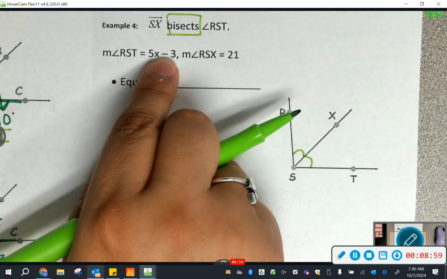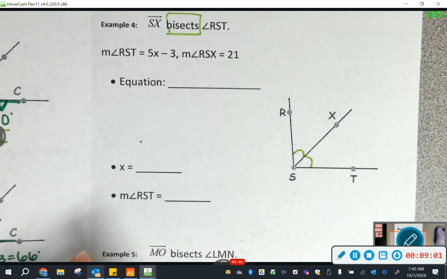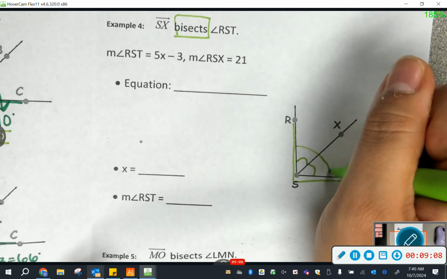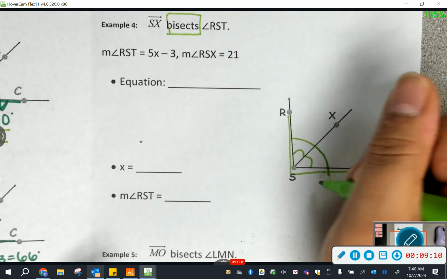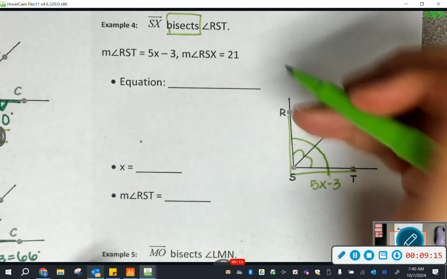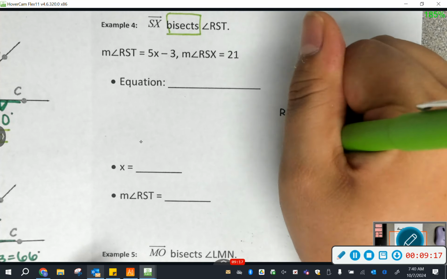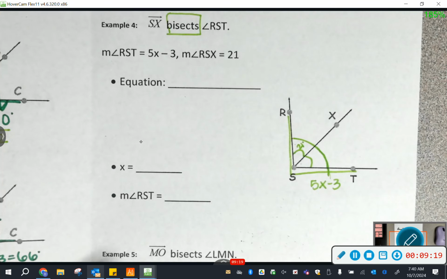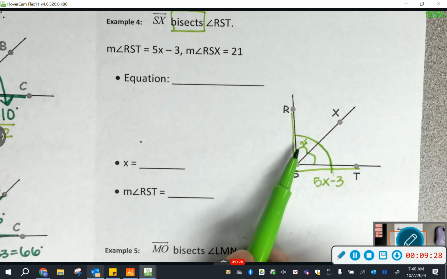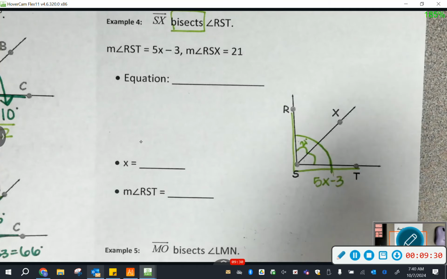This says RST is 5x minus 3. What is RST? The whole thing. The whole thing is 5x minus 3. RSX is 21. Did y'all label it like this? What else do you know? If this is 21, what's this? 21.